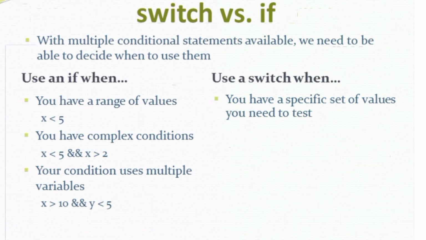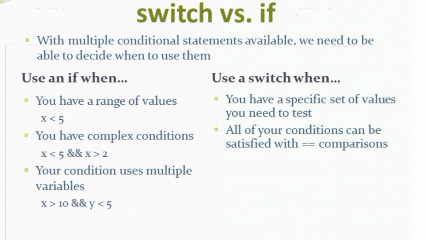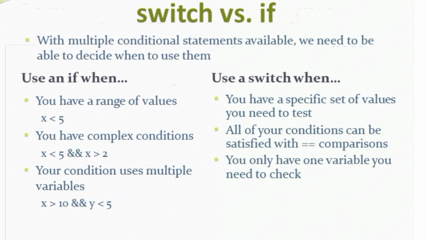You use the switch statement when you have a specific set of values that you need to test over. So you have, for instance, a menu statement that produces a variable. That variable can only have a certain set of values, 1, 2, 3, 4, 5, and so on. That's a good use for the switch statement. All the conditions that you want to test can be satisfied with equal comparisons, because that is essentially what the switch statement is doing, a bunch of equal comparisons. Does my control variable equal one of these cases? And you only have one variable to check.